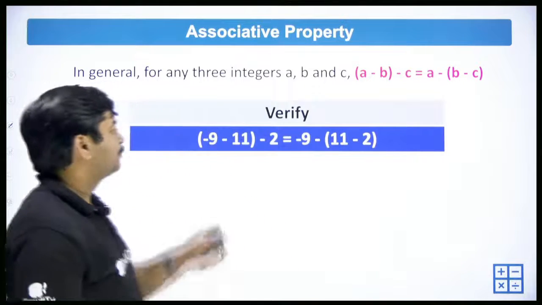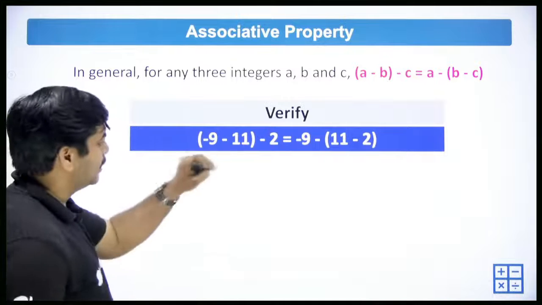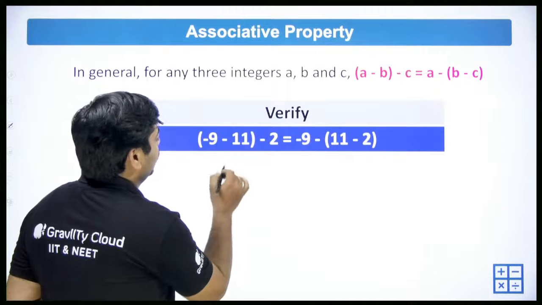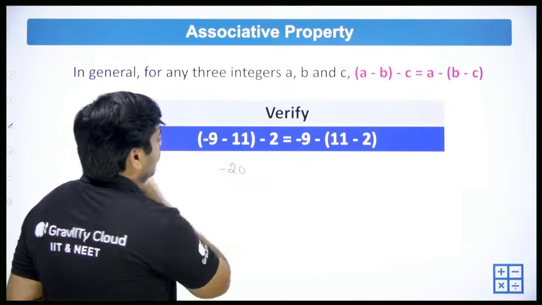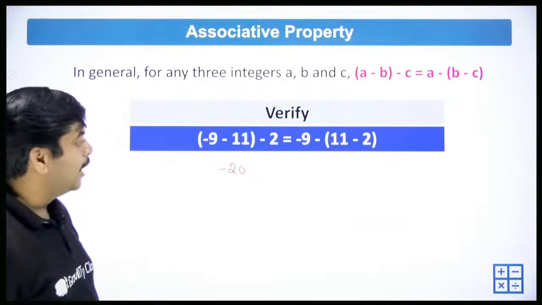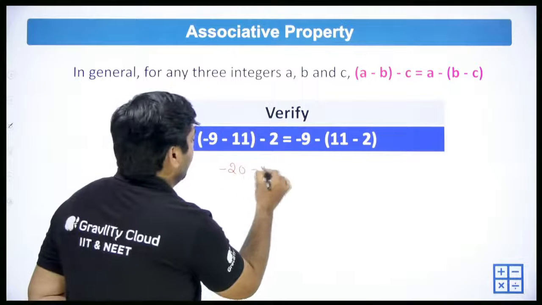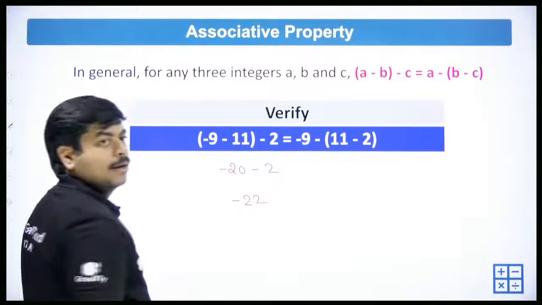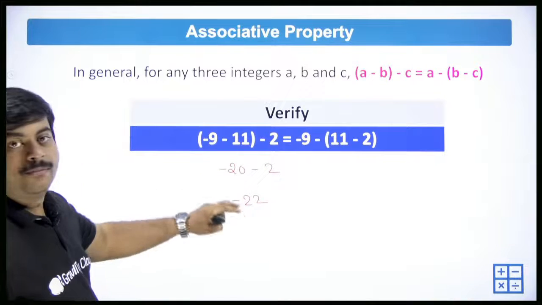So what can we say? Let me try to take the same example with all the negatives. Minus 9 minus 11 will give you minus 20, and then minus 2. Minus 20 minus 2 will give you minus 22.